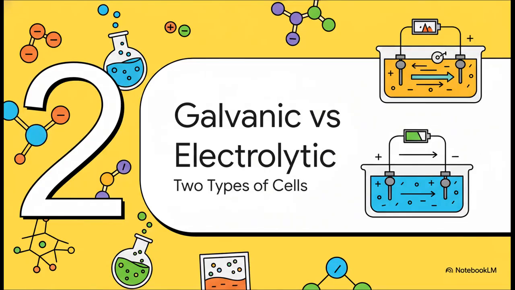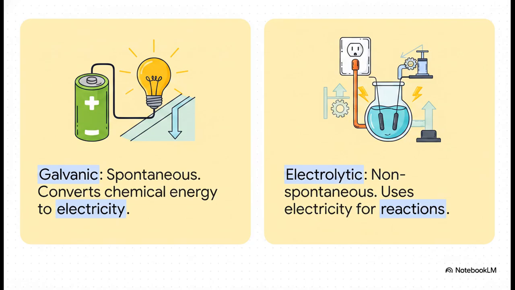Section 2. Galvanic versus electrolytic cells. Let's see how this builds into the broader cell types. Notice the clear, direct contrast here. A galvanic cell is a machine that works for us. It produces electricity. It operates on a spontaneous reaction, smoothly converting chemical energy into electrical energy on its own, exactly like water flowing down that hill.